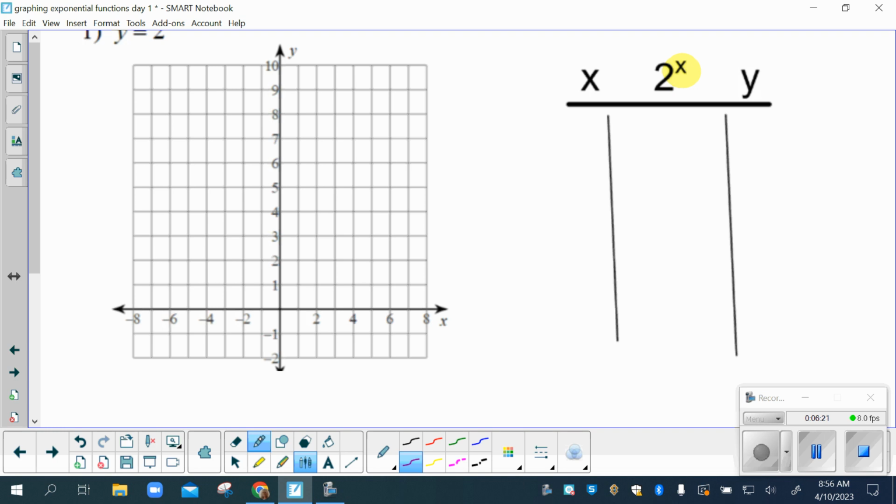So we always start off with 0, right? We're going to plug in the number 0, so 2 to the 0. I need you to be careful here. 2 to the 0, here's a hint, is not 0. It's 1. Nicely done. Good remembering, everyone. So I'm going to go 0, comma 1. That's my first dot.